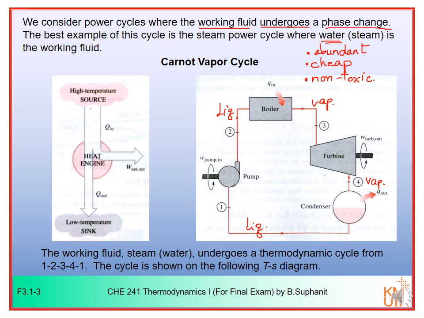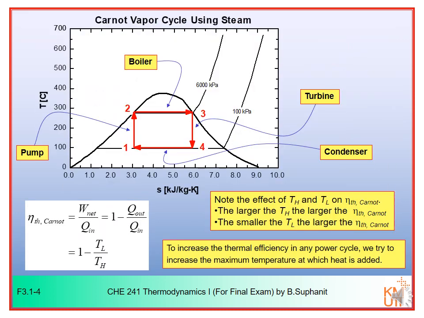Now let's have a look at the Carnot vapor cycle using steam. The shape of the cycle on the TS diagram will be as shown here. You can see we have a red rectangle to represent the Carnot cycle. You have the black curve here to represent the phase boundary of the steam on TS diagram.